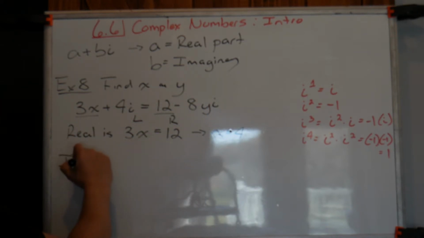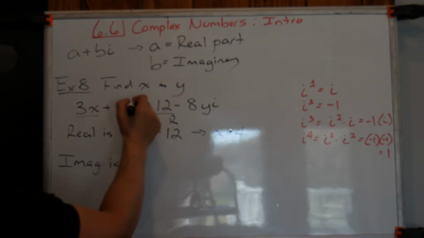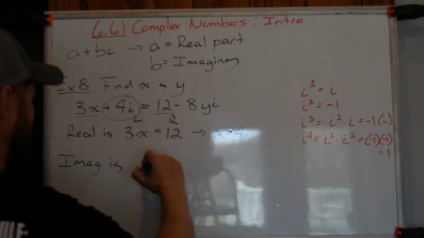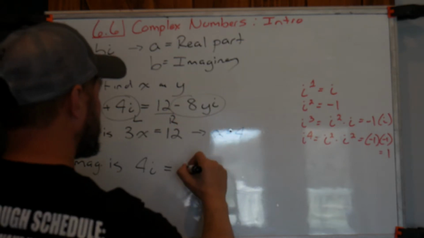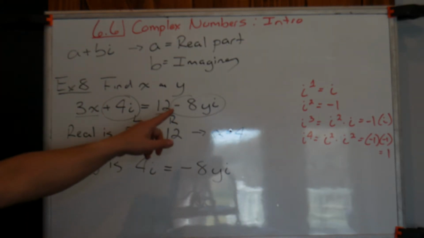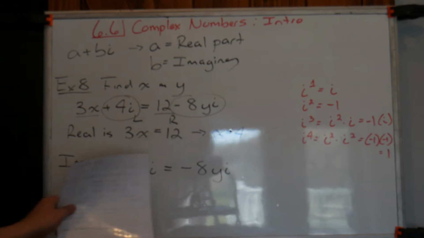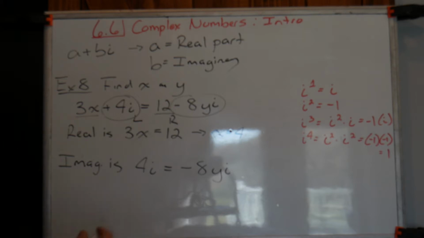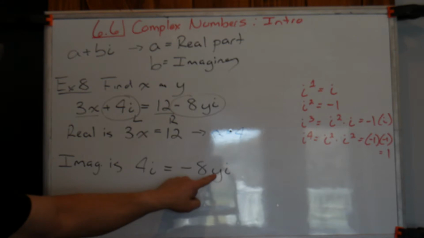My imaginary part is what's left. 4i, that's my imaginary piece on the left, minus 8yi is my imaginary part over on the right. So that has to equal that. Well, I have a negative 8yi.